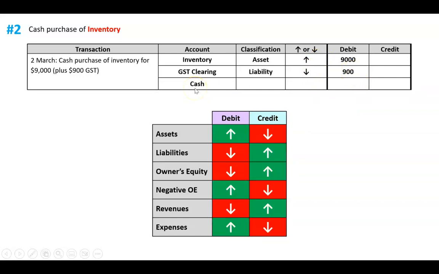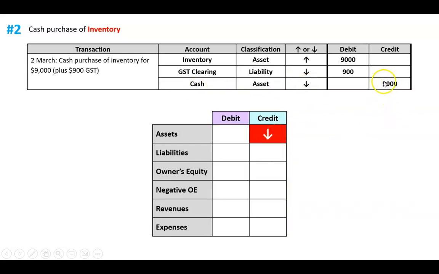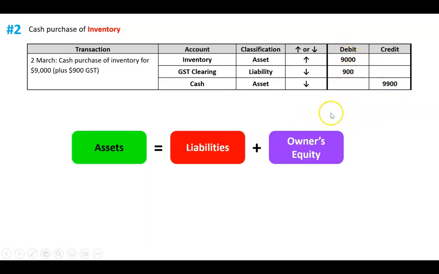And lastly, I'm paying cash. Cash is an asset. It's going down. When an asset goes down, that's a credit. And it will be for $9,900 because I'm buying two things. I'm buying inventory and GST. So let's just check our accounting equation works. We've got an asset going up called inventory 9,000. I've got my GST going down 900 here. So that's a liability decreasing. And then I've got cash, which is an asset going down 9,900 here.